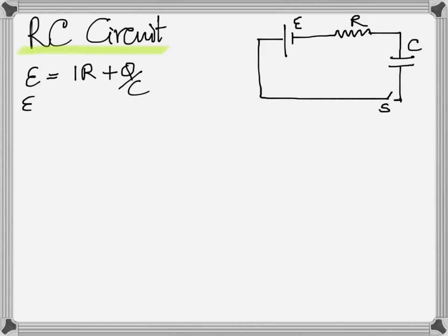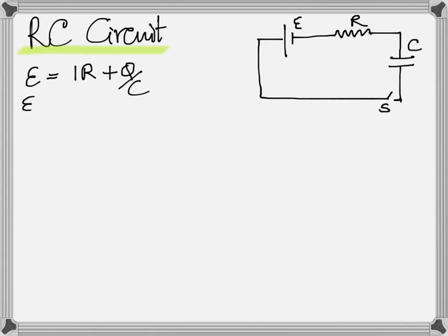Because you know that the potential drop across a resistance is I times R. And what's the potential drop across a capacitance? Q by C. So when you add those two together, you have to get the total voltage of the battery. That's the physics involved. Now it's math. So I hope you got the physics part of it. At any instant, the total voltage of the battery is equal to the potential drop across the resistance added with the potential drop across the capacitance.